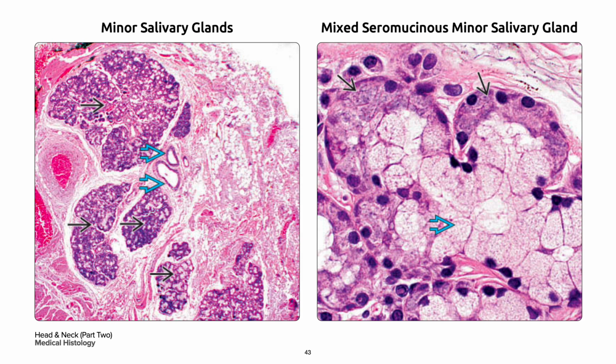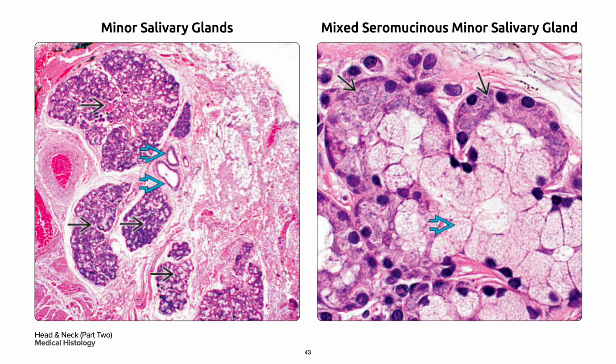On your left is a low power view of the seromucous minor salivary glands in single black arrow, showing the unencapsulated relationship the glands have with the surrounding tissue. These glands from the buccal mucosa are intimately associated with the nearby connective and adipose tissue. Small excretory ducts in bold blue arrow are seen between the lobules.